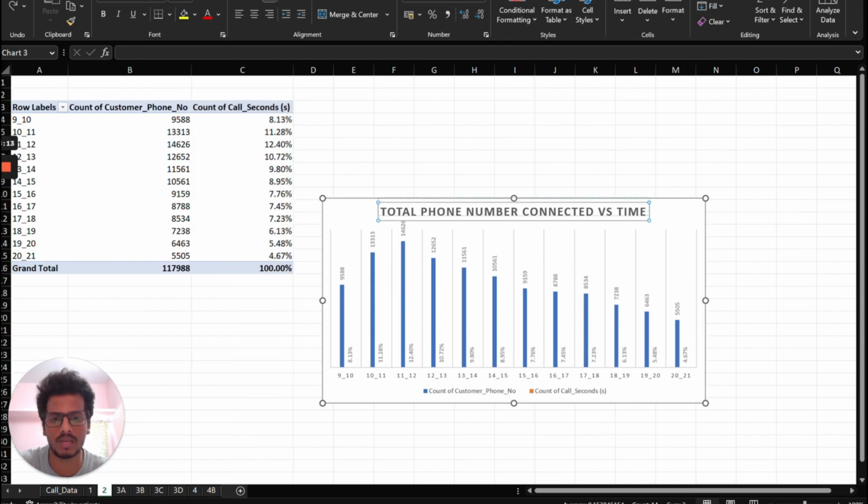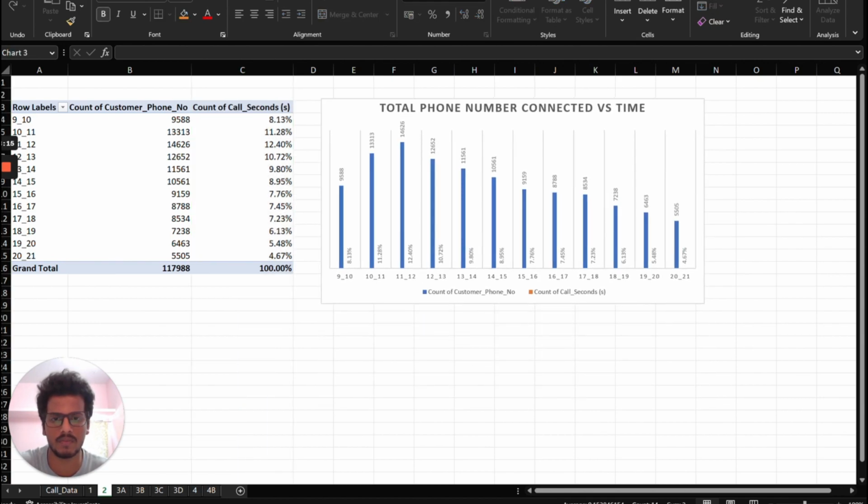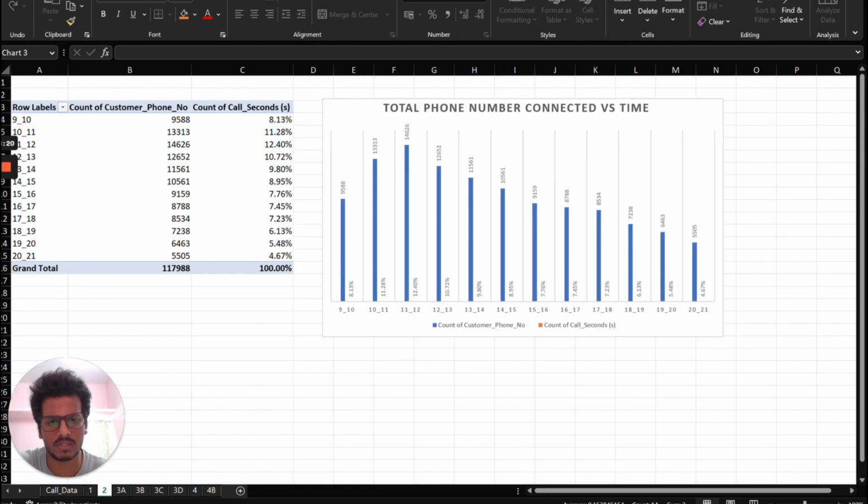So the graph you can visualize from here itself. See, it has the same values. 9588 is the count of the call values. Now this is the orange one. You can't see the orange one because it is comparatively way below.